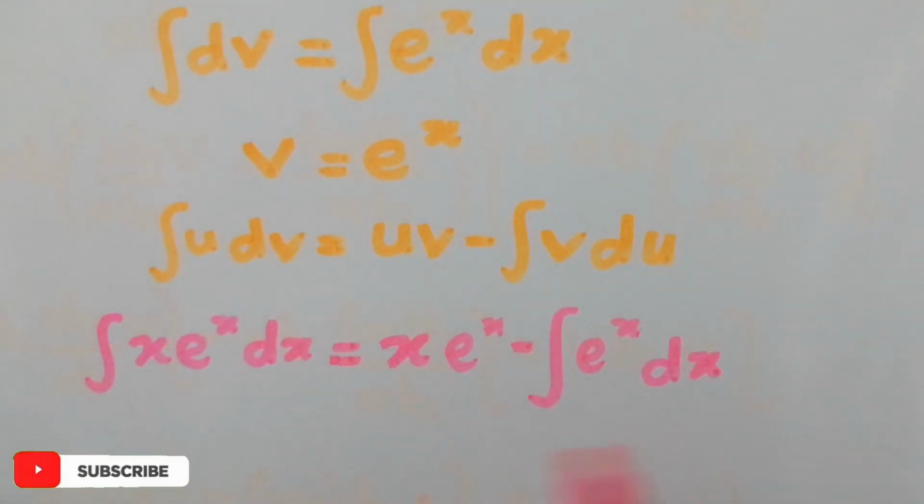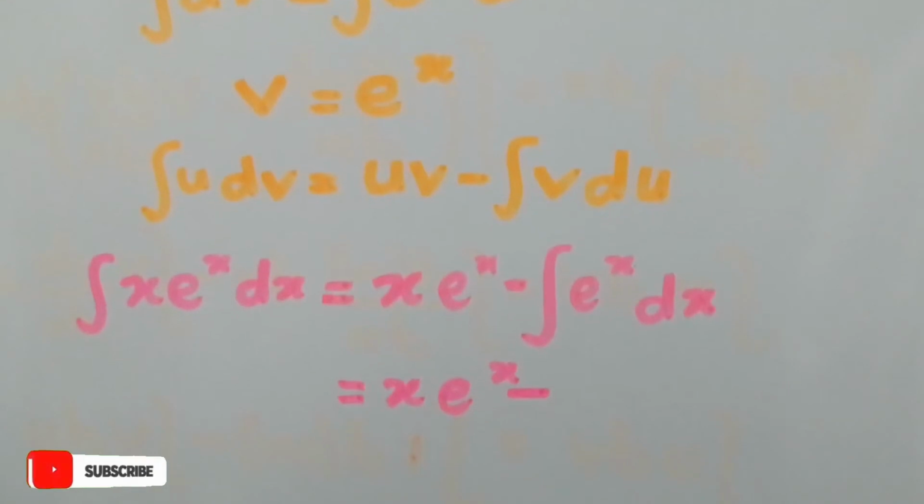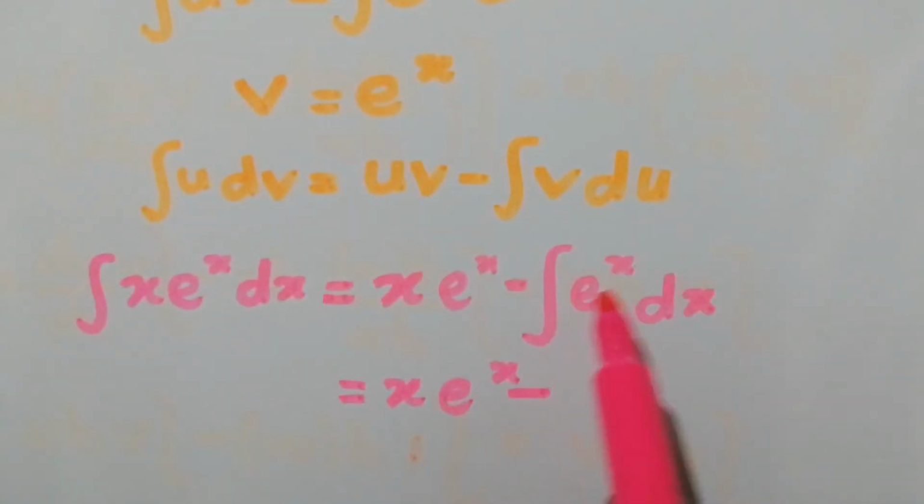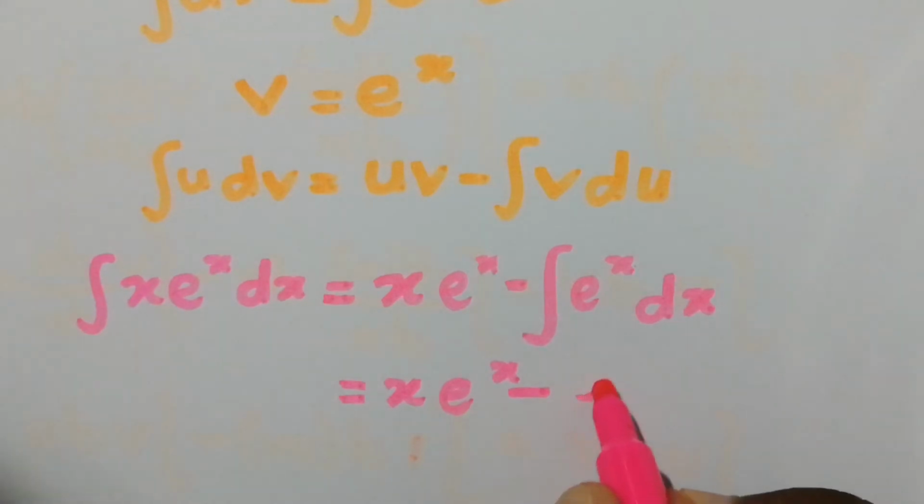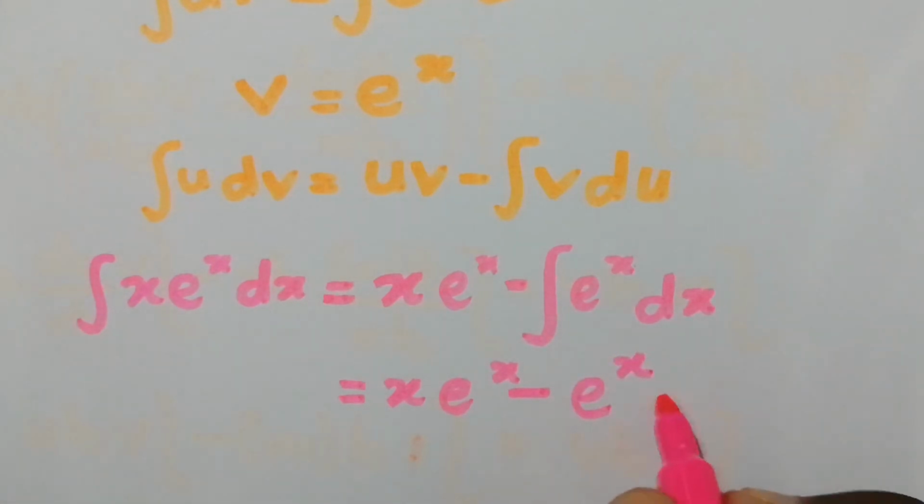Now it is easy to get the final answer from here. x e^x minus the value of this part, integral e^x dx. The integral value of e^x is also equal to e^x plus c, where c is an arbitrary constant. This is the final answer.